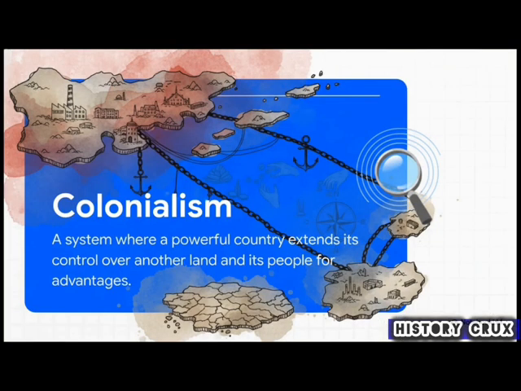So what is colonialism when you boil it all down? At its very core, it's a system of control. It's when one powerful country takes over another land and its people. And let's be clear, it's not for fun, it's to gain advantages, economic, political, you name it. This whole setup creates a relationship built on a massive and often pretty brutal power imbalance.